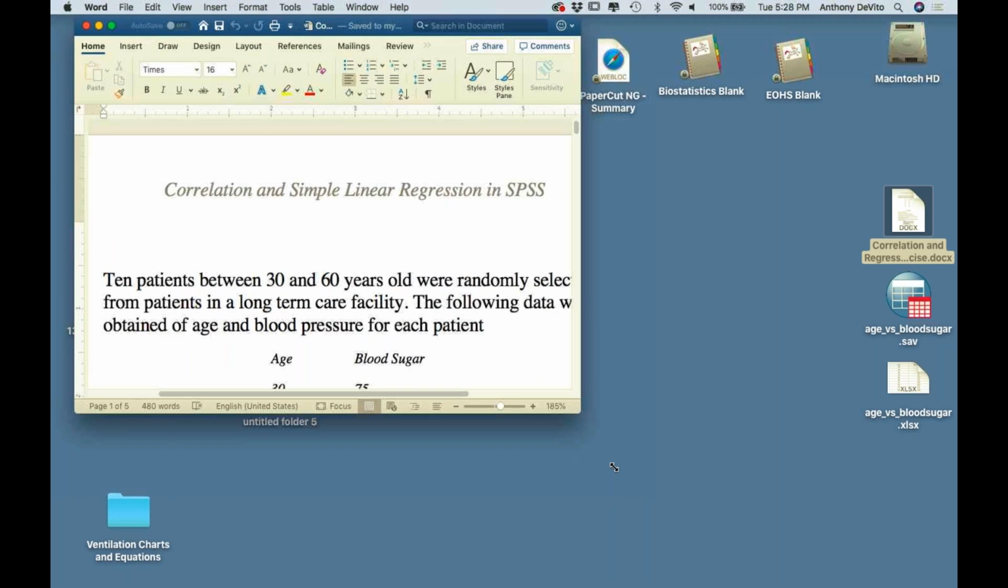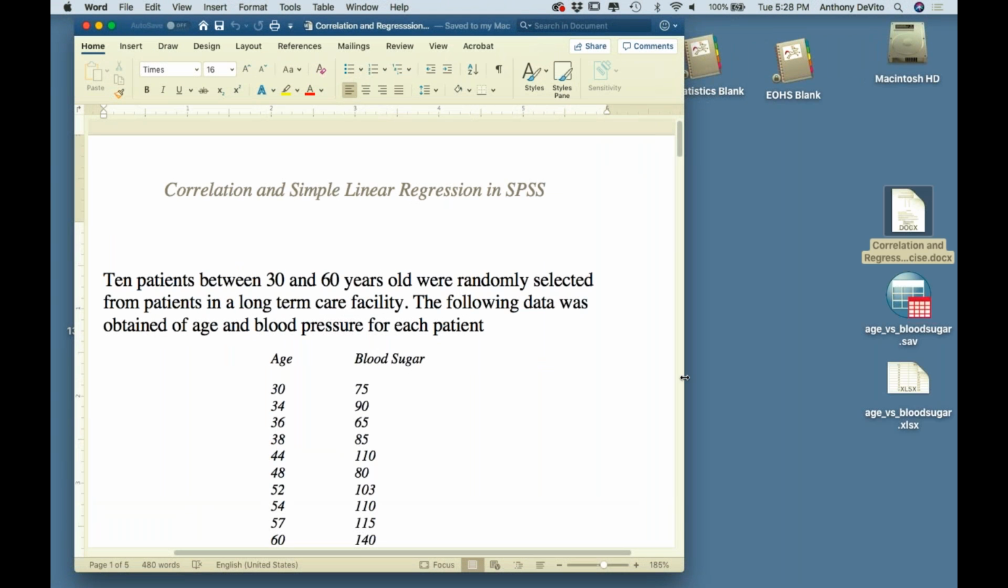Okay, this is on Blackboard, as are the data sets that go with this. There's two data sets. They're both called age versus blood sugar. One of them is an Excel file, and the other one is an SPSS file.